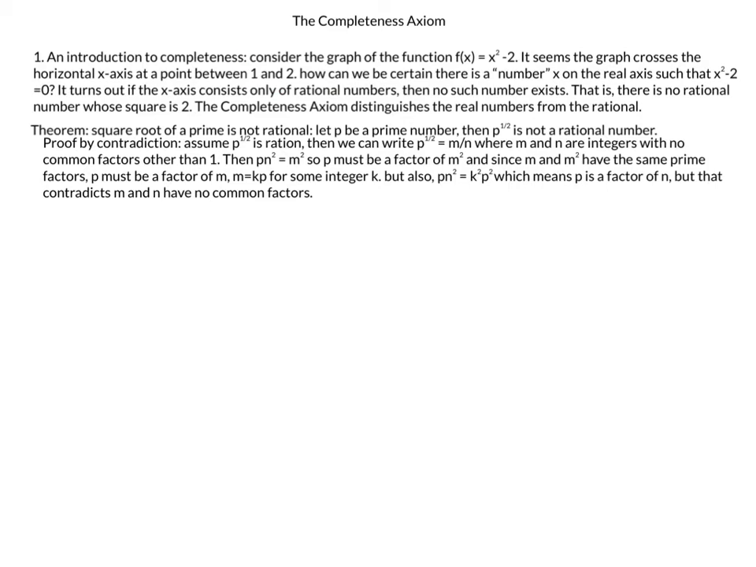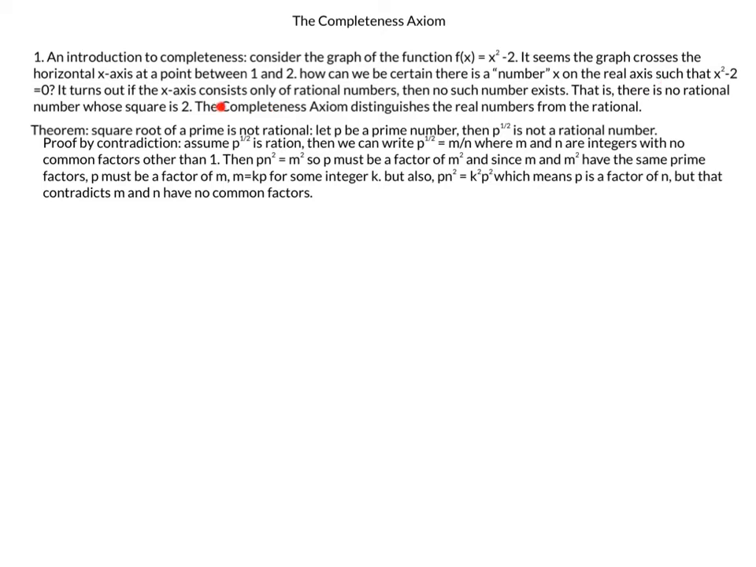We will start with a quick introduction to motivate the completeness axiom for real numbers, and we'll look at the function f of x equals x squared minus 2. We can see that the graph crosses the horizontal x-axis at a point between 1 and 2. But how can we know there is a number such that x squared minus 2 equals 0? It turns out if the x-axis consisted only of the rational numbers, then no such number exists. In other words, there's no rational number whose square is equal to 2.